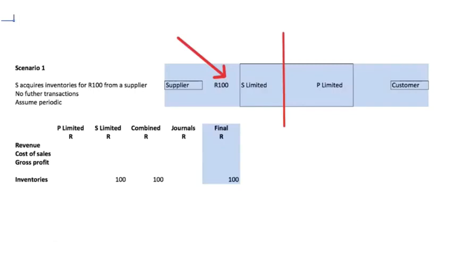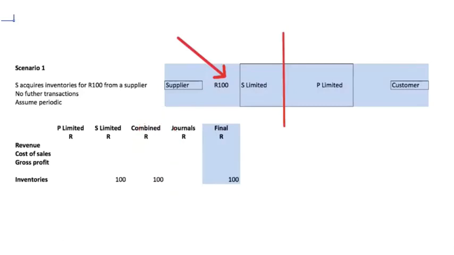So let's have a look at the individual accounting records. The parent limited, there is no effect, he has not purchased any inventories. In the subsidiary, he has acquired inventories that are unsold, so they'll be lying in the statement of financial position at the cost to S Limited of R100 in the line item inventories. If we follow the consolidation procedure, P plus S, our combined information then shows us inventories at R100.